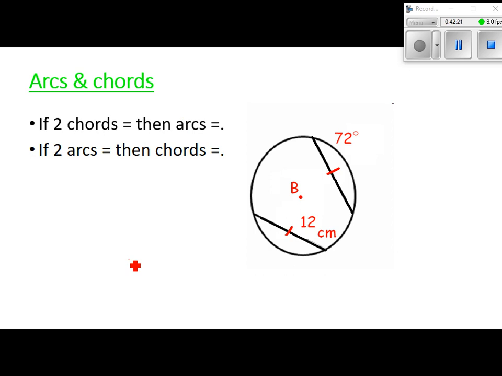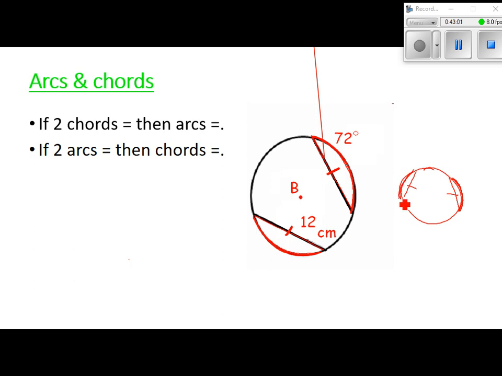Next one, if two chords are equal, then their arcs are equal. Goes sort of along with that. So if I know that this chord is the same length as this chord, then that tells me this arc from here to there, the arc that that chord cuts off, has to be the same as this arc from here to there. So in any circle, if you know two chords are the same length, then the arcs that they cut off have to be the same length.